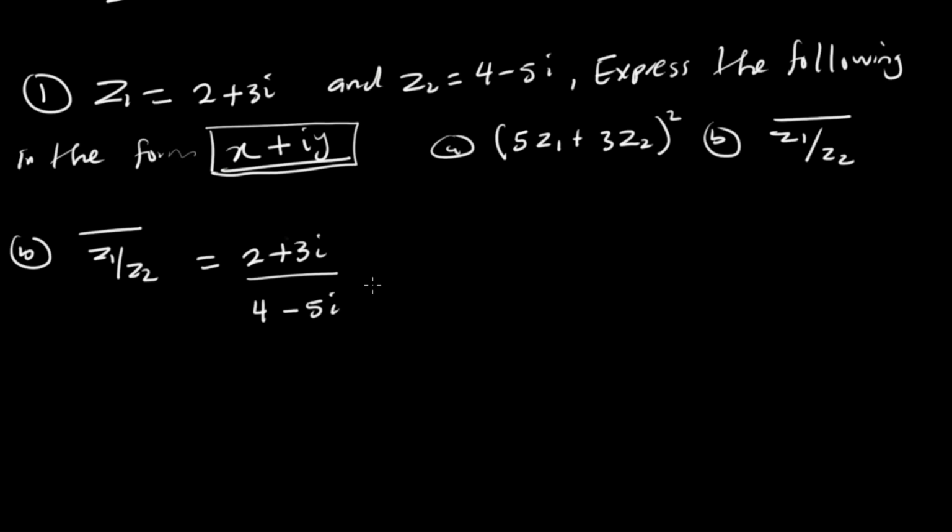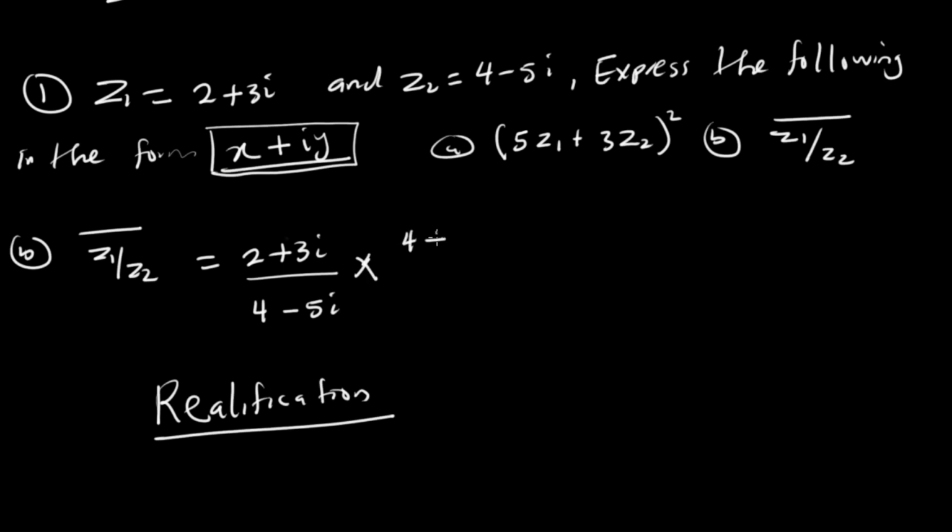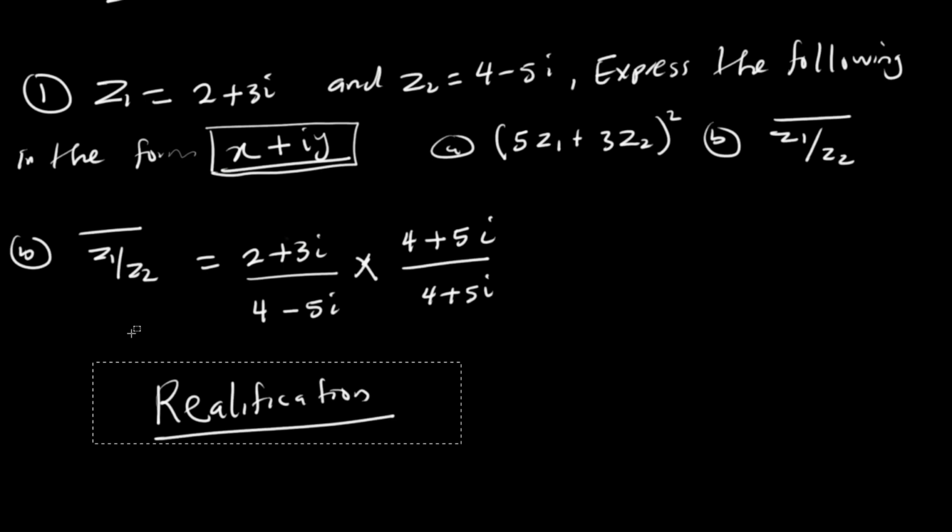So just like I mentioned initially, what we have to do now is the realification of the complex number. We are making it real. So we multiply this by the complex conjugate of the denominator, and the complex conjugate of the denominator is 4 plus 5i. 4 plus 5i over 4 plus 5i is still 1, so we are doing nothing. Multiplying by the complex conjugate of the denominator will not affect the structure of our complex number.